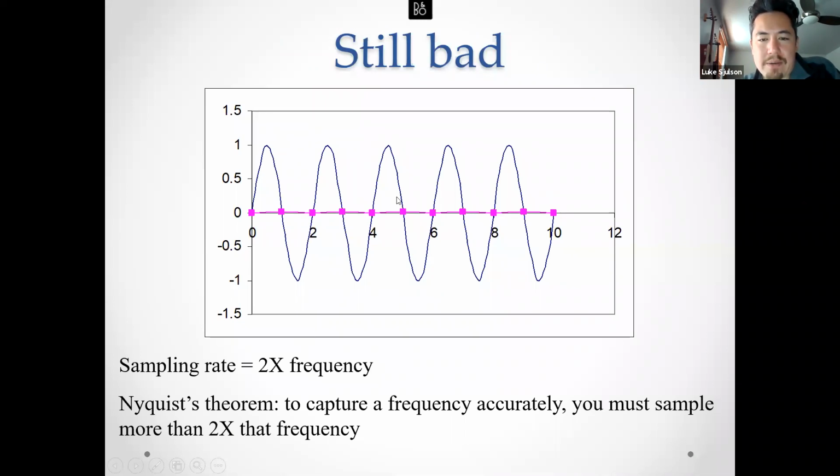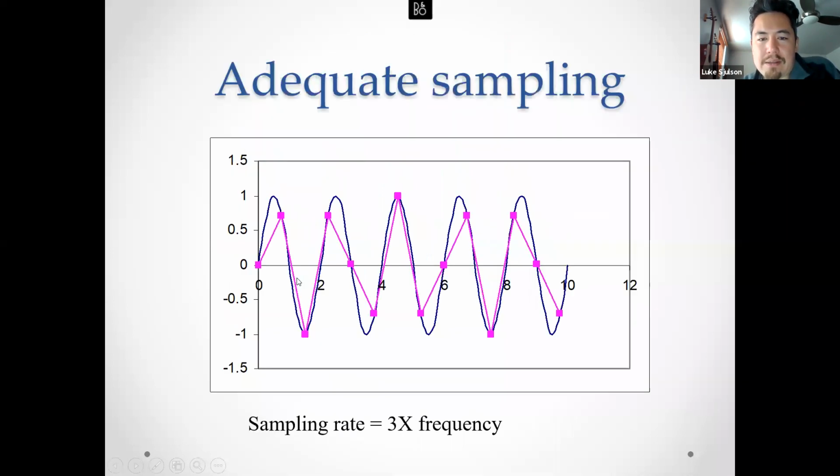So the idea here is that this is the bare minimum, and there's this thing called the Nyquist theorem, which basically says that if you have a certain frequency present in your signal, then you have to sample at more than twice that frequency in order to capture that. So this is more what I mean. Here you have a sampling rate that's 3 times the frequency of the sine wave. It's still not perfect, but you can see that you basically capture that there's a sine wave at that approximate frequency. Whereas at these other ones you don't.